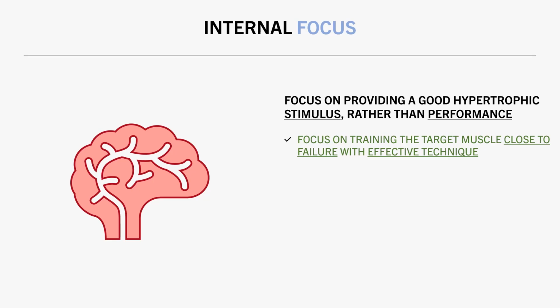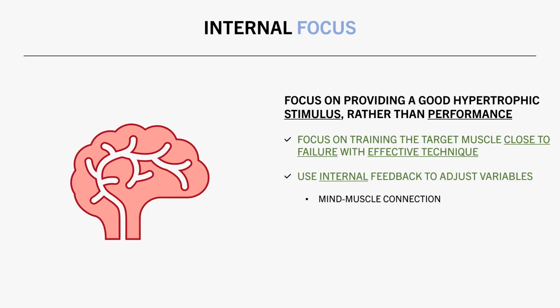We can also use internal feedback to make small adjustments to our technique, exercise selection, load selection, and so on. This includes using sensations like the mind-muscle connection, muscle pump, stretch under load, and muscle soreness as a gauge of the stimulus we induced. Check out the video linked in the description for more details on these sensations.